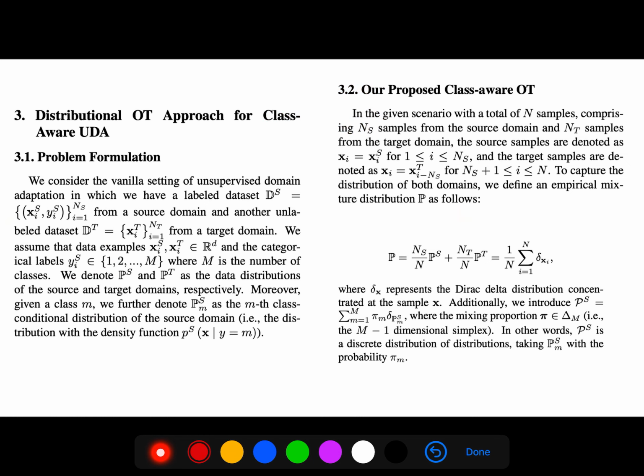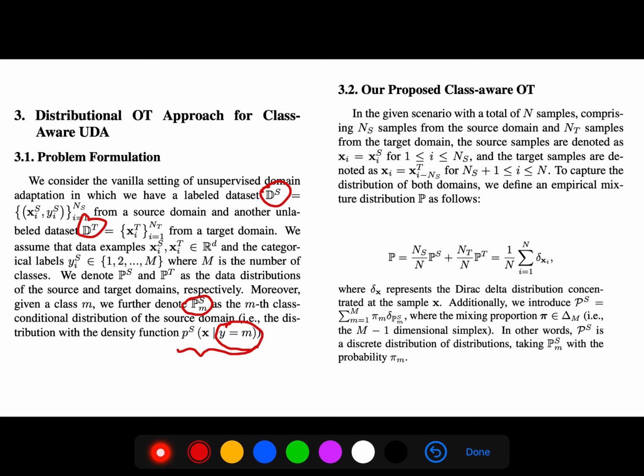So we consider this labeled data set of the source domain, and this one is the target domain. And given a class M, we further denote P sub M as the M's class conditional distribution of the source domain. The distribution with the density function. It means that their label is M, so it's M's class distribution.